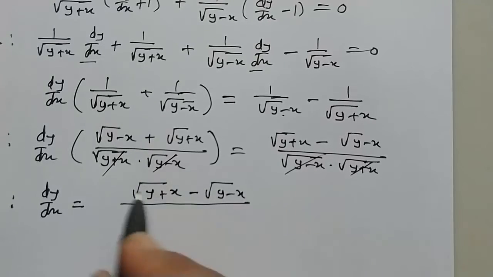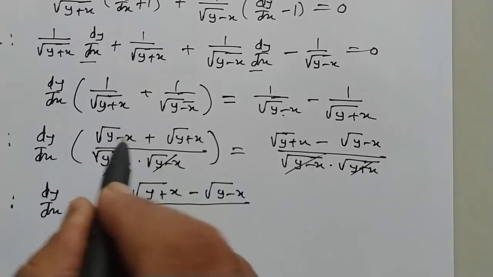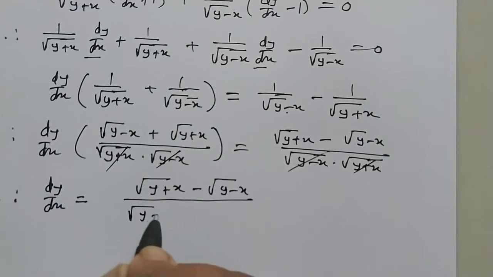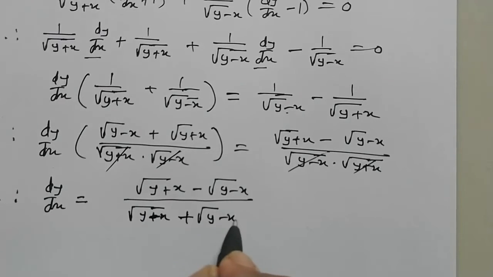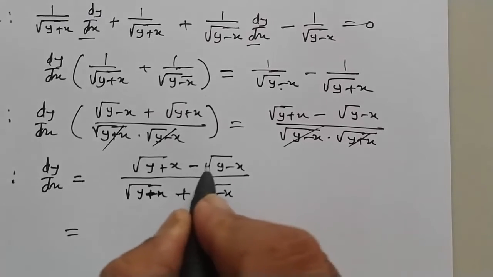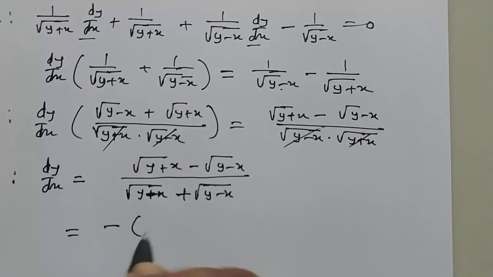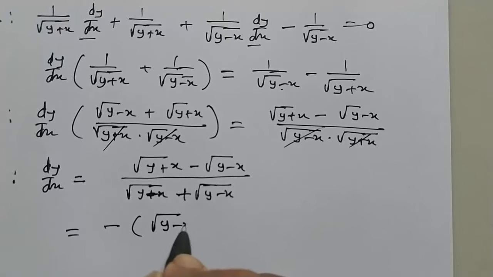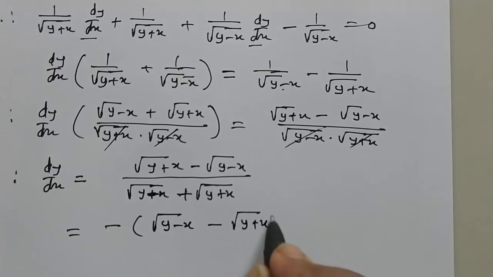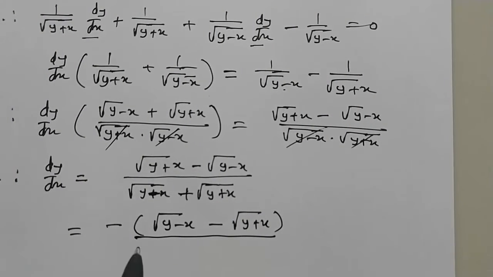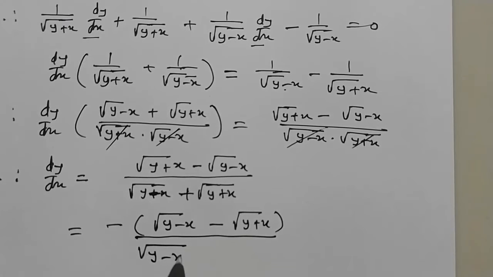upon, we divide this, (√(y−x) + √(y+x)). So this is equal to, now taking the minus sign common from the numerator, it becomes (√(y−x) − √(y+x)) upon (√(y−x) + √(y+x)).